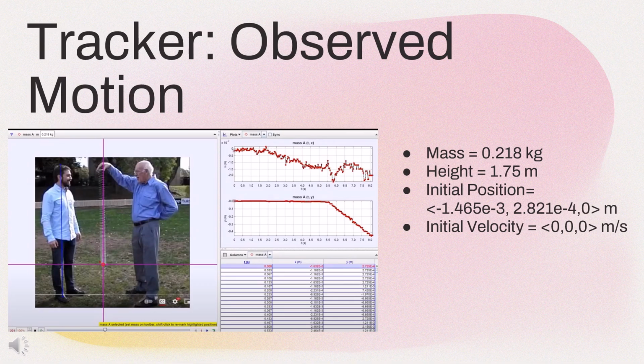So this is the tracker, which is the observed motion, and I included a picture of the tracker, and the initial mass was 0.218 kilograms. The initial height that the Slinky is dropped from is 1.75 meters, and then that is the initial position, and the initial velocity is all 0 meters per second.